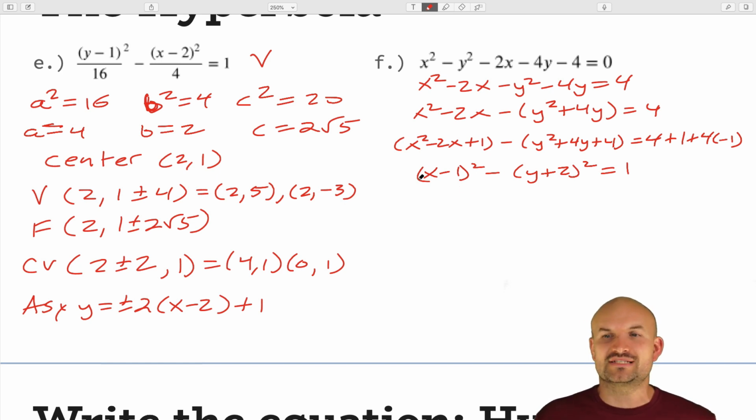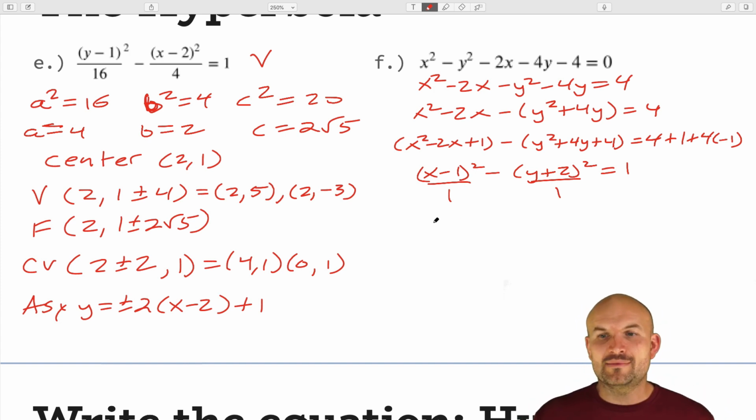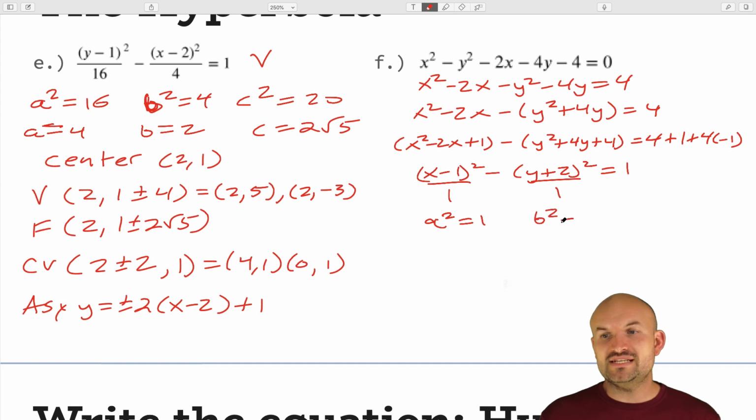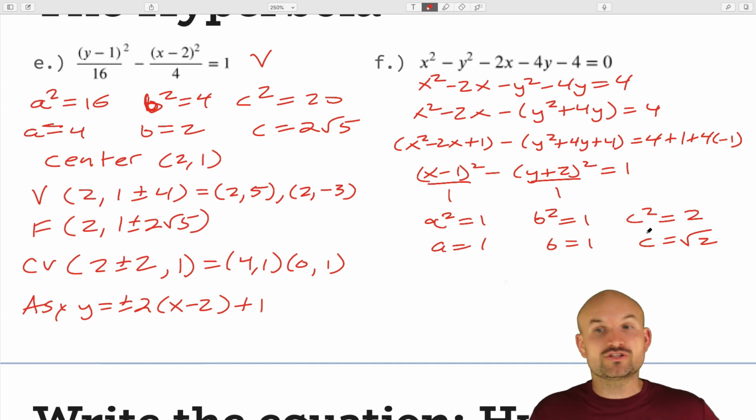Now this one brings in something interesting here because you can see my a and my b are both 1, right? So that's a 1 and that's a 1. Kind of an interesting result here. So let's take a look at how this would change and affect things. My a squared is going to equal 1. My b squared is going to equal 1. And my c squared is going to equal 2. So a equals 1, b equals 1, and c is going to equal the square root of 2, which is larger than 1, right?